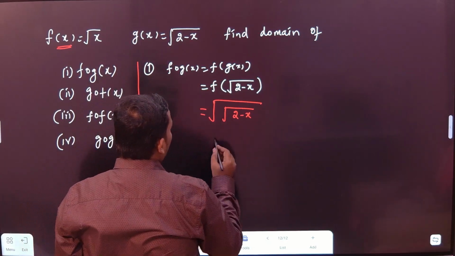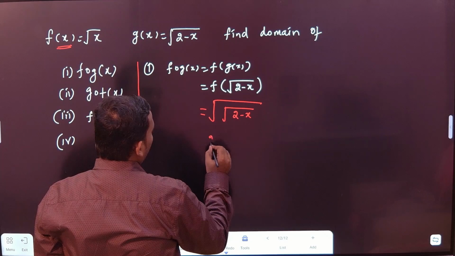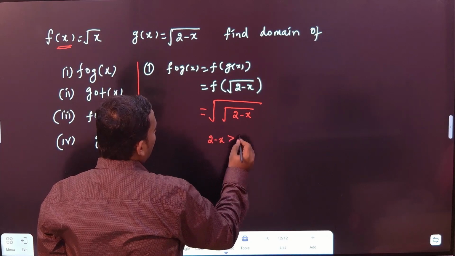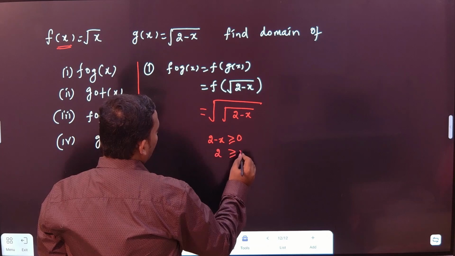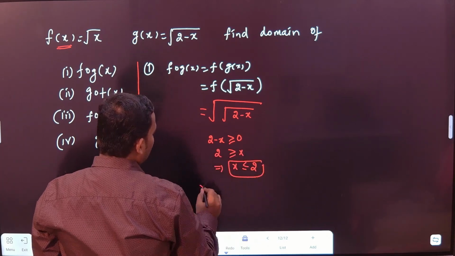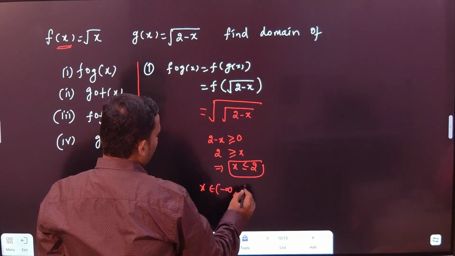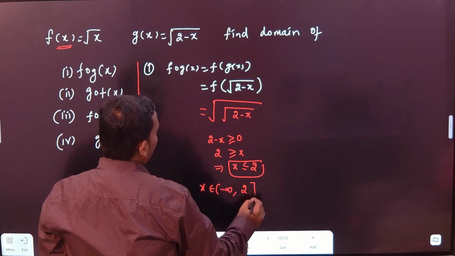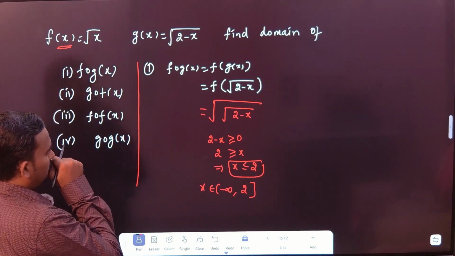The same way here, under the square root, 2 minus x is there. That means 2 minus x should be greater than or equal to 0. 2 is greater than or equal to x. That means x should be less than or equal to 2. That means x belongs to minus infinity to 2. We can take that, right? Yes. Clear?